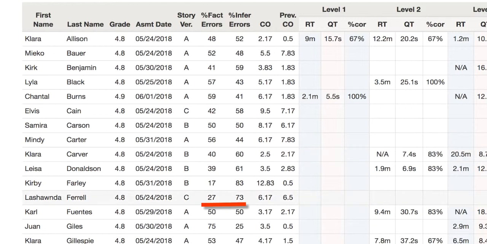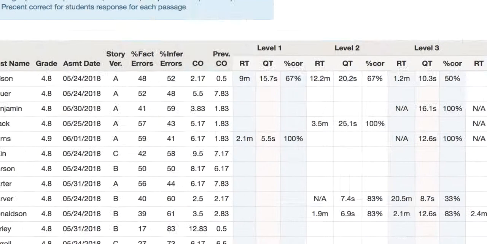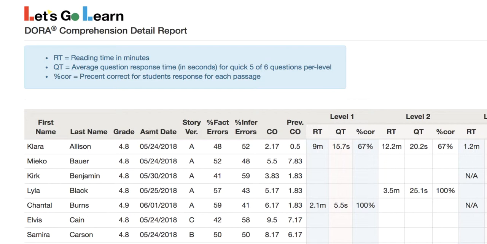And here's one student, 73% inferential, 27% factual. Generally speaking, that makes sense. Inferential questions are harder than factual questions. So this is another thing to look at. It gives you a little bit more information on, again, trying to figure out what's going on. Okay, so hopefully this helps you interpret the DORA Comprehension Detail report.